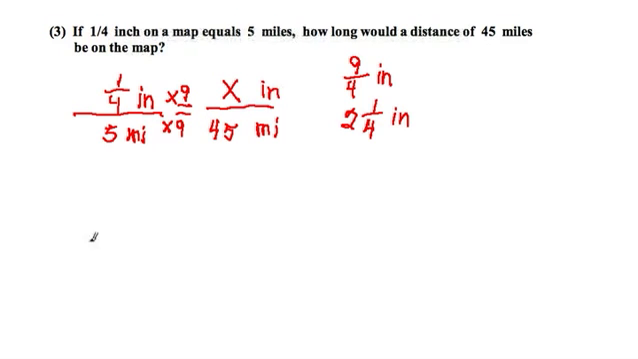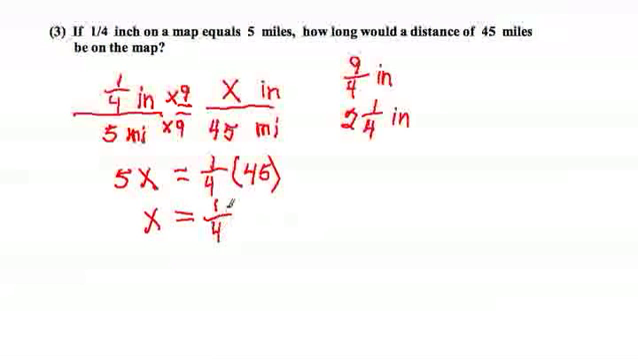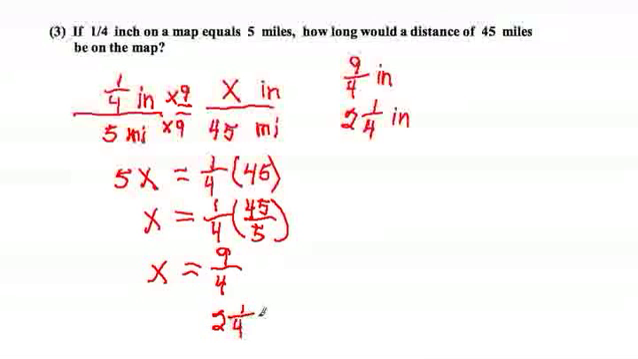But cross multiplication will always work. So 5 times x is equal to 1/4 times 45. And divide both sides by 5. We get x is equal to 1/4 times 45 divided by 5, which is 9. So x is equal to 9/4, or 2 1/4 inches.